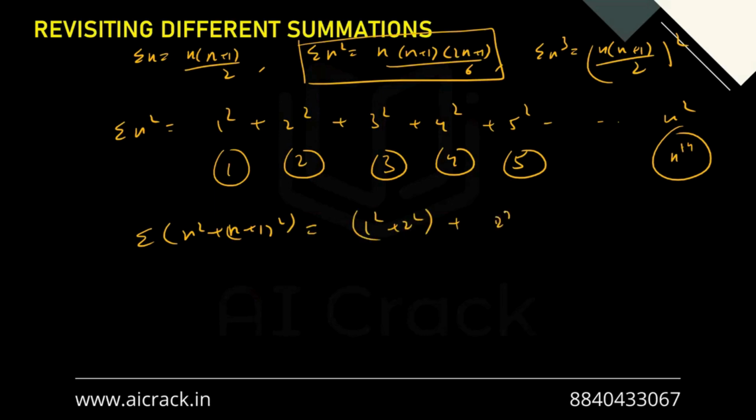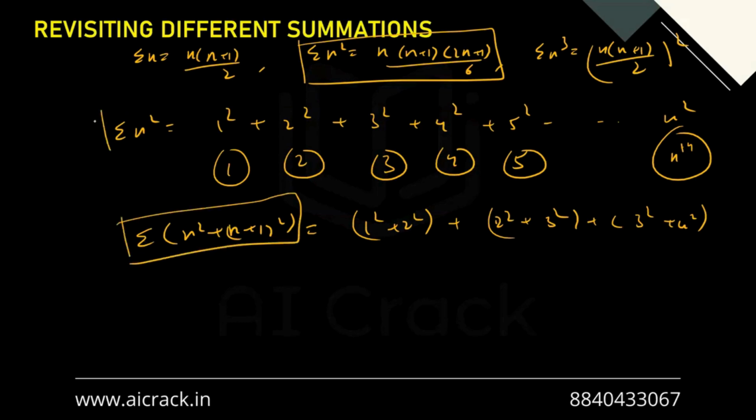Second term would be 2 square plus 3 square. Third term would be 3 square plus 4 square, right? Again, every term is dependent on its position. That is n square plus (n plus 1) whole square. Now, is there a way we can find out this summation with a formula, right?